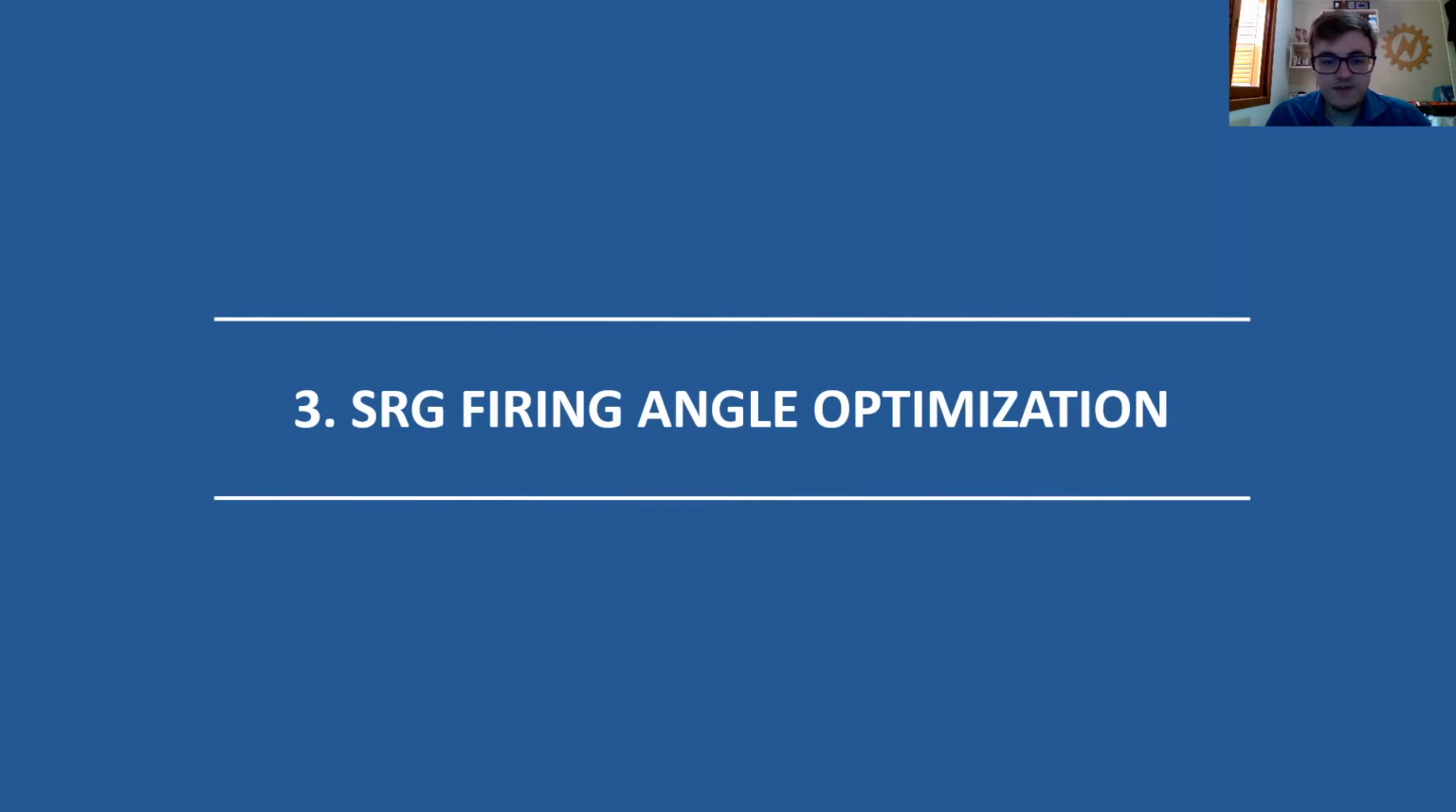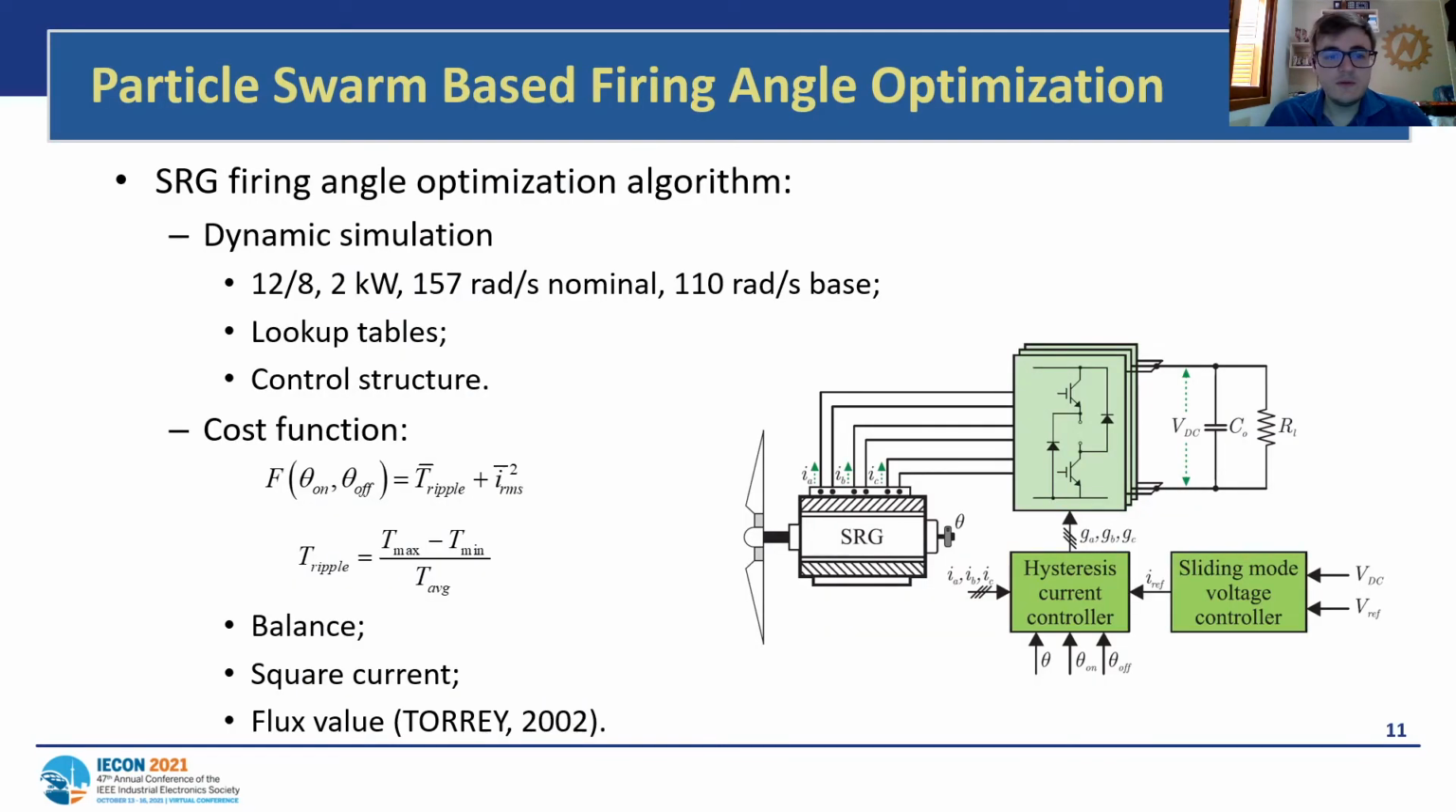So, talking about the firing angle optimization procedures. For the optimization procedures, we're going to consider dynamic simulations. The machine used in this work is a 1282 kilowatt, 157 radians per second machine, and the model will make use of lookup tables containing machine data. The control structure is shown here in the figure, where we are going to use a three-phase asymmetric half-bridge converter, and an output voltage controller based on a sliding mode voltage controller, and an inner loop controller based on a hysteresis current controller.